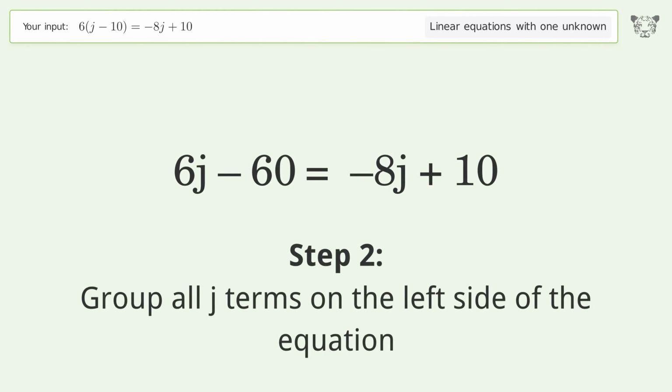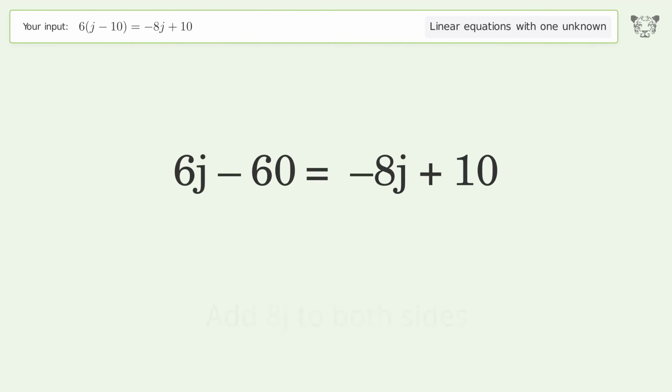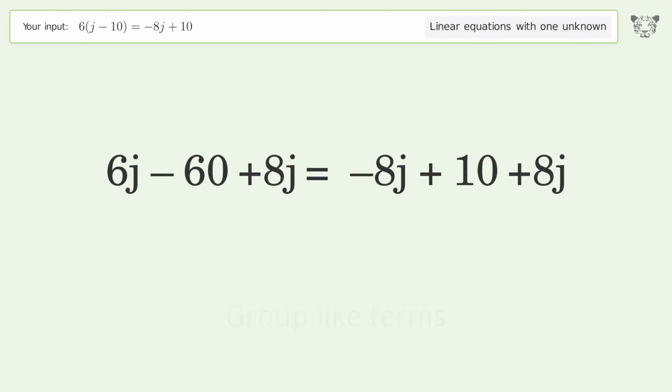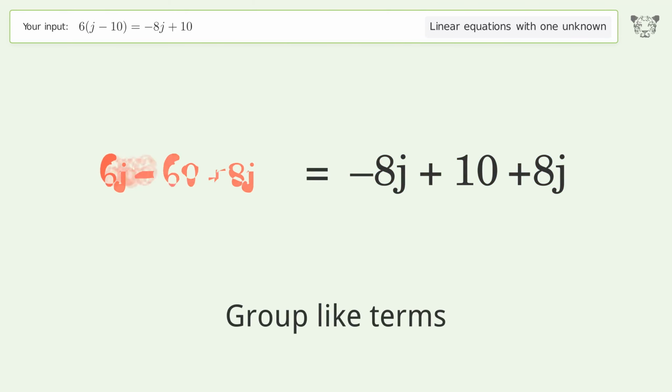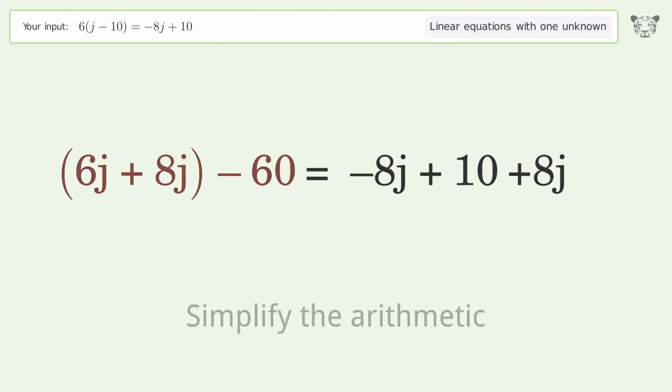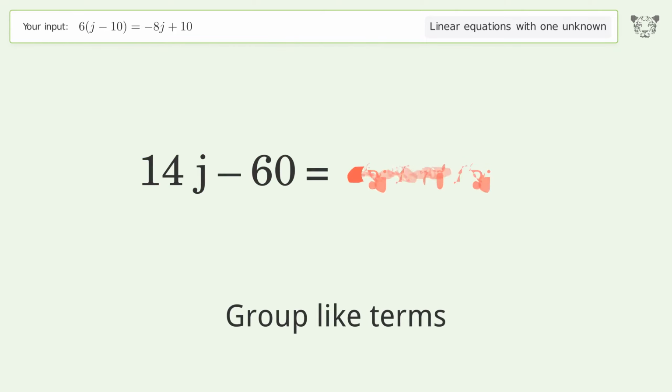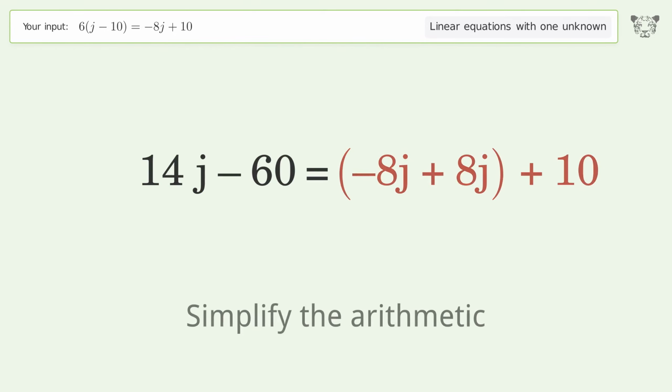Group all j terms on the left side of the equation. Add 8j to both sides. Group like terms. Simplify the arithmetic. Group like terms. Simplify the arithmetic.